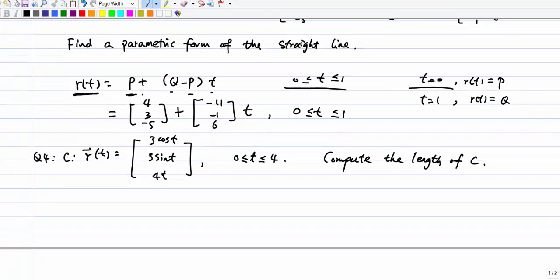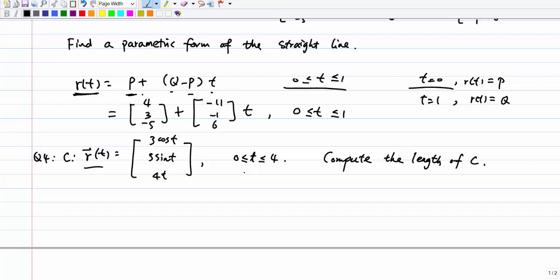Question number 4 is to compute the length of a curve. Let a curve be given by r(t), which is (3 cosine t, 3 sine t, 4t), with t starting at 0 and ending at 4. I want to compute the length of the curve.